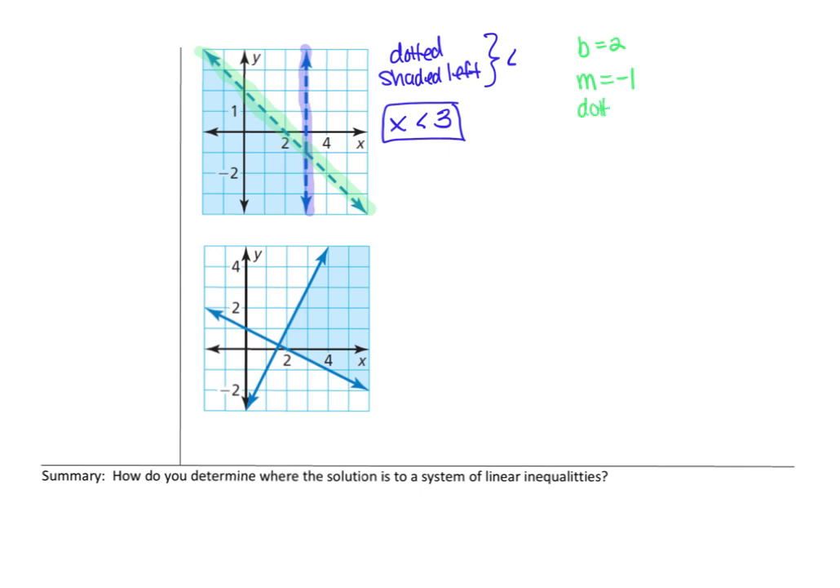We have a dotted line, and it is shaded below. A dotted line shaded below would be less than. So the inequality that represents the green line would be y is less than -x plus 2.